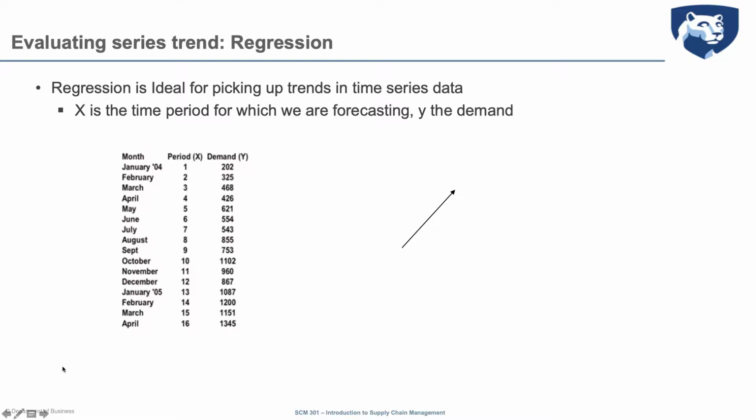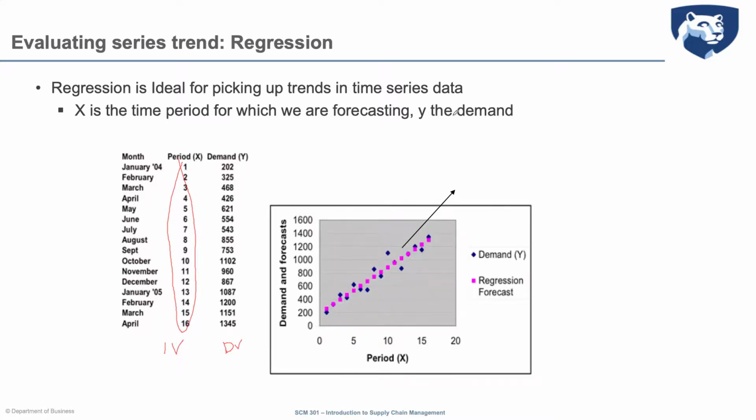Look at what happened here in the example. This is our demand series, the months from January 2004 to April 2005. These are our periods, which is what is called our independent variable, and this is our dependent variable, the value of the demand. X is the time period on which we are focusing, while Y is the demand. If you plot these points on a graph, 1, 202, 2, 325, and so on.